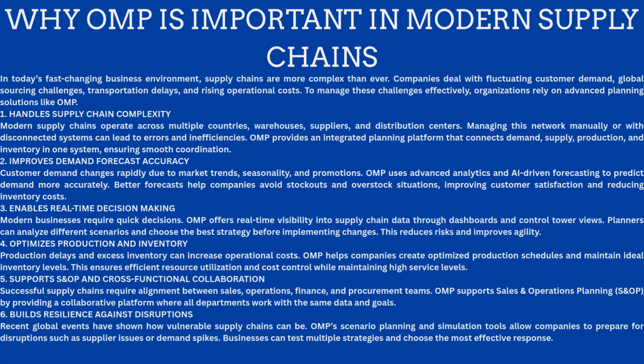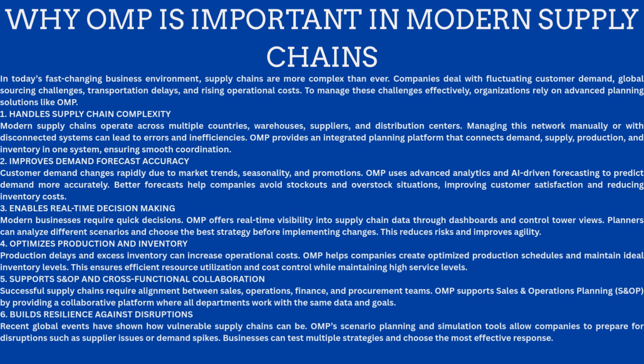1. Handles supply chain complexity. Modern supply chains operate across multiple countries, warehouses, suppliers, and distribution centers. Managing this network manually or with disconnected systems can lead to errors and inefficiencies. OMP provides an integrated planning platform that connects demand, supply, production, and inventory in one system, ensuring smooth coordination.